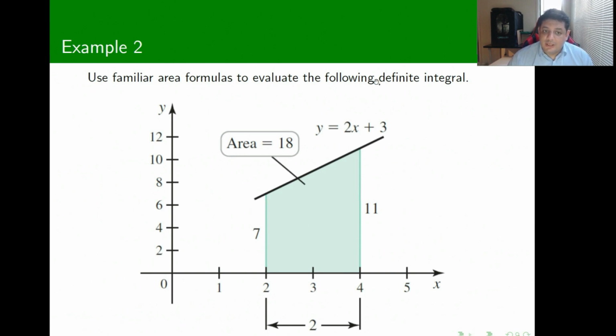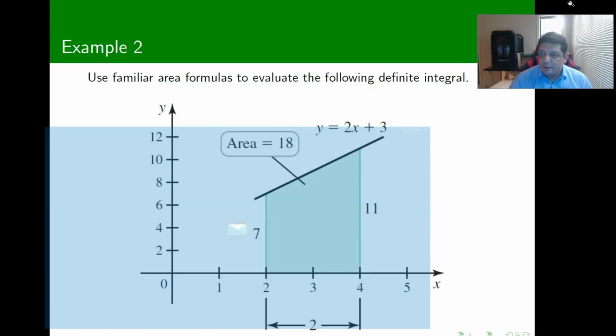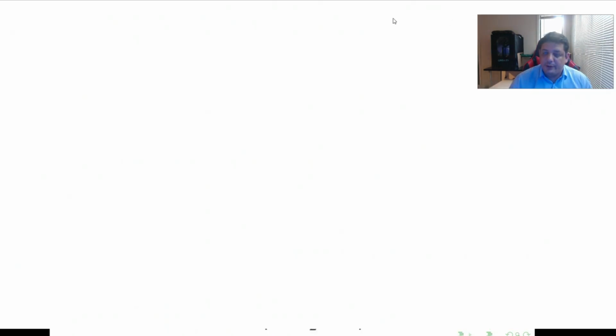So for example, we can use familiar formulas of area to find the value of the following definite integral. We have the function y equals 2x plus 3 between 2 and 4. And so notice this is going to be height 7, this is going to be height 11, and we're going to be able to find out what the area is. So let me show you that really quick on the board.